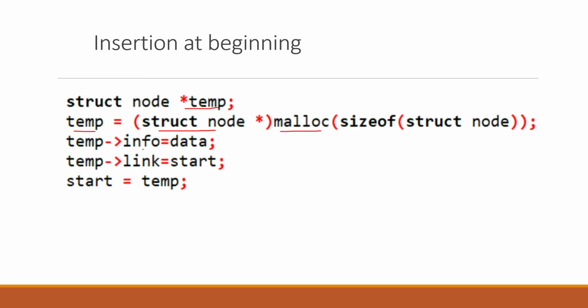Temp info is equal to data. When we are going to create a new node, first we have to fill up the data part. Then temp link is equal to start. Now we are going to assign the temp link, that is, the link of the new node that we have currently created and are working on. We will assign start to the temp link. Then start is equal to temp, and here we will assign the address of temp to the start.